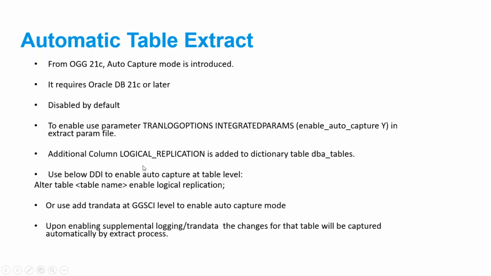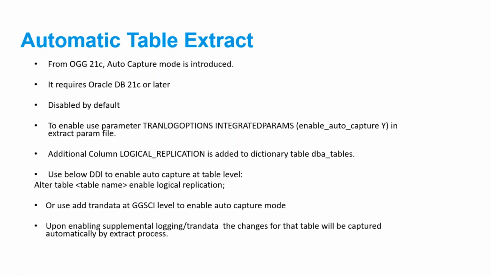The value of this would be either yes or no. When you have automatic table extraction enabled, this column will be Y at the database level. If it is not enabled, then it will be N. So to use auto capture at table level, you need to use the command ALTER TABLE table_name ENABLE LOGICAL REPLICATION, or you can use ADD TRANDATA at the GGSCI level to enable auto capture.